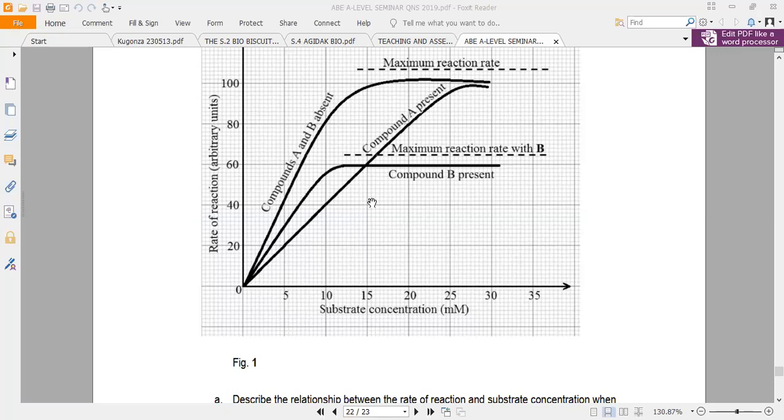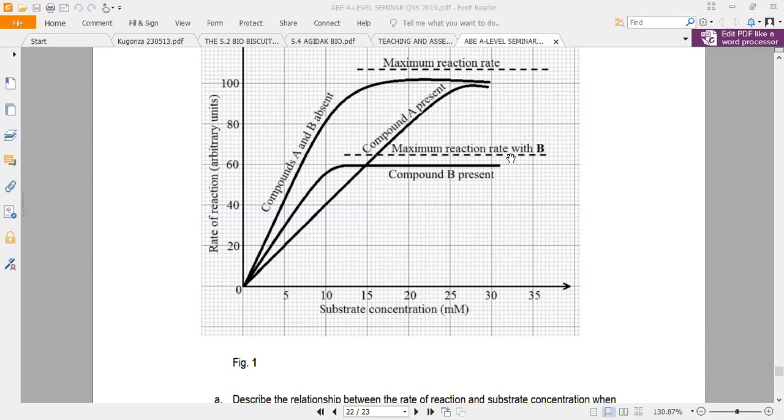Why are you saying around? Can't you be specific? Why are you saying around? Okay, it's 25 mm. The rate of reaction increases gradually. Then, as the substrate concentration increases from 25 to 30 mm, the rate of reaction remains almost constant. Okay, thank you.